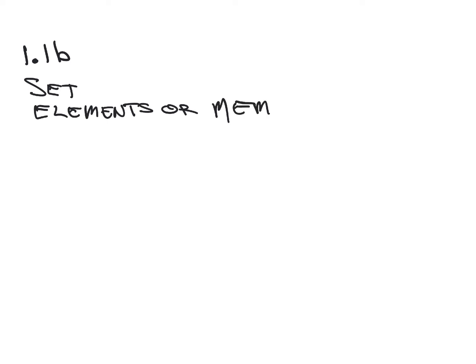The first definition is the word set. A set is just a box of stuff. The definition is actually a collection of objects or things. So if you have a set of marbles, that means you've got a collection of marbles. The objects in the set are called elements or members. Those are the items that are in the set. So if you have a set of marbles, the marbles are the members or the elements in that set.